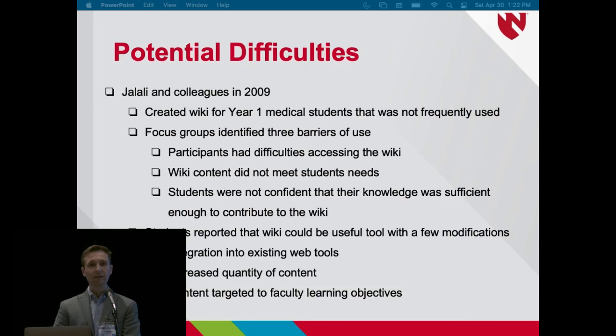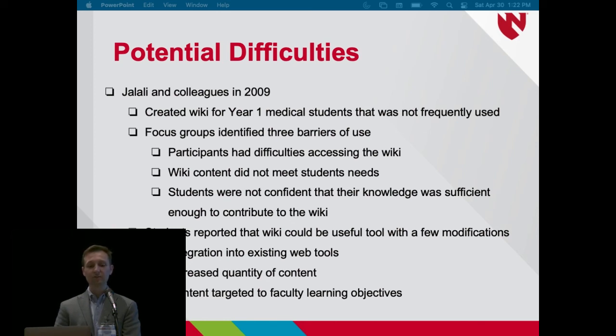I just wanted to highlight a few potential difficulties with this project, even in the future. A study in 2009 by Jalali and colleagues created a wiki for first-year medical students, and this wiki was not frequently used and kind of fell apart in the end. They found in focus groups that participants had a difficult time accessing the wiki, which is obviously a problem. The wiki content did not meet the students' needs, so if the students had no reason to go to it, there's no reason for them to check it out and contribute to it.